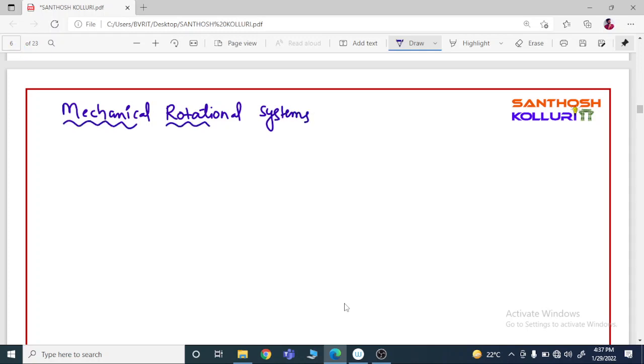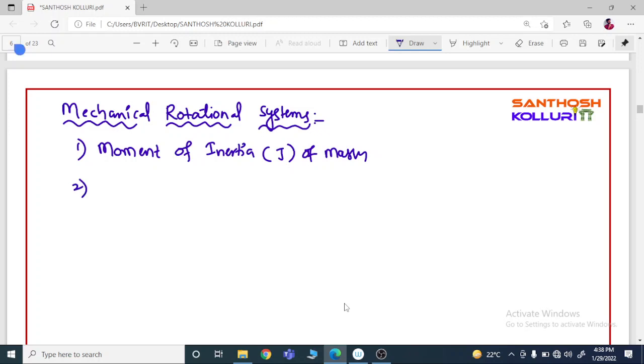As we discussed in the previous cases, mechanical translational systems and mechanical rotational systems are also described by three parameters. First one is moment of inertia, capital J, moment of inertia of masses. Second one is dashpot with rotational friction coefficient.